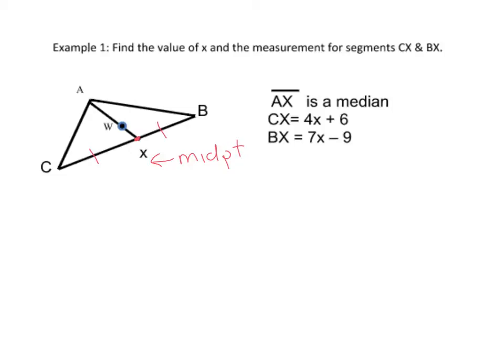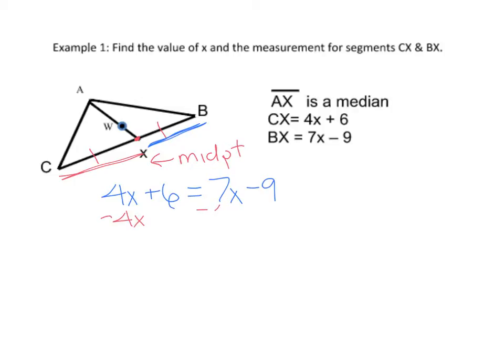So CX is going to be congruent to XB, or BX. To solve here, all we have to do is set them equal to each other. So CX is 4x plus 6. We're going to set it equal to BX, which is 7x minus 9. Now, let us solve for x.